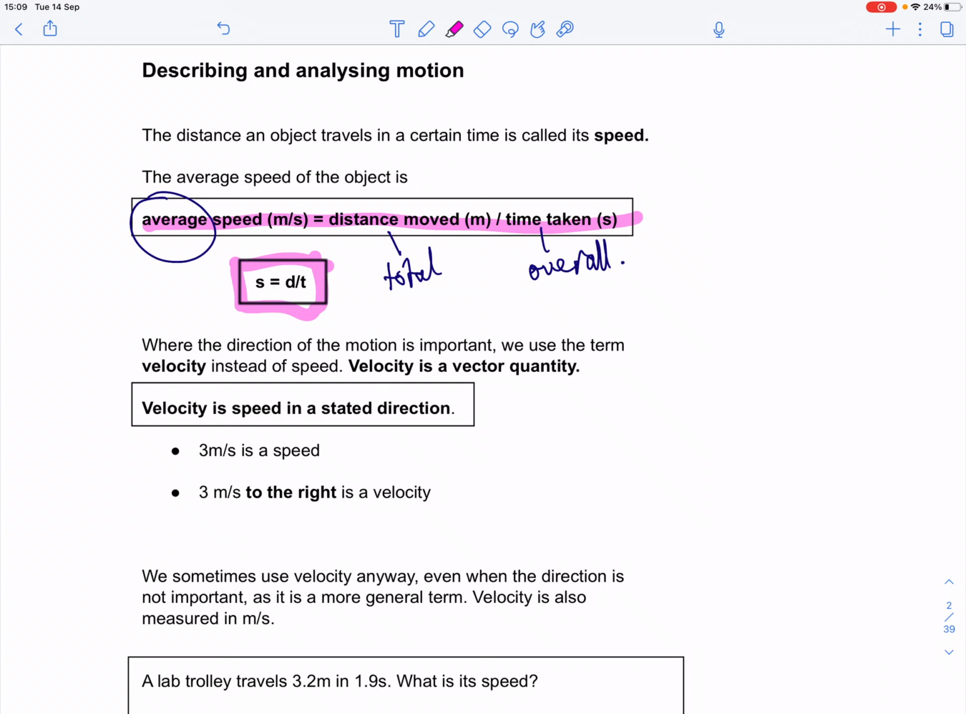If you're talking about displacement rather than distance, then you can talk about average velocities, because obviously displacement is a vector and the direction is part of that, and therefore you would then get the velocity and the average velocity, because the difference between velocity and speed is that velocity is a vector and therefore it is speed in a particular given or stated direction. So here's an example of the difference. 3 meters per second is a speed, but 3 meters per second to the right is a velocity, because you're specifying that directional information as well, in addition to the actual magnitude of the speed.